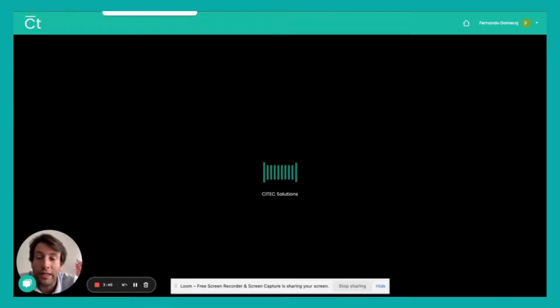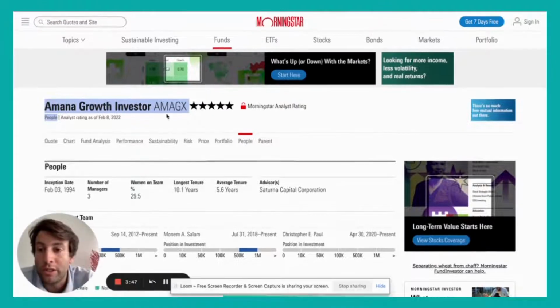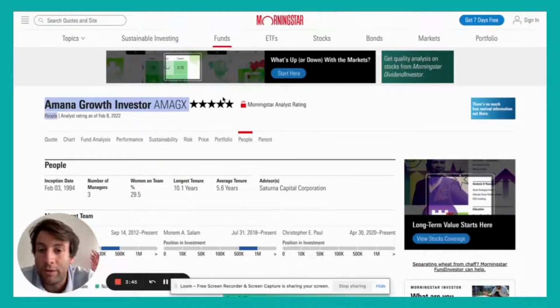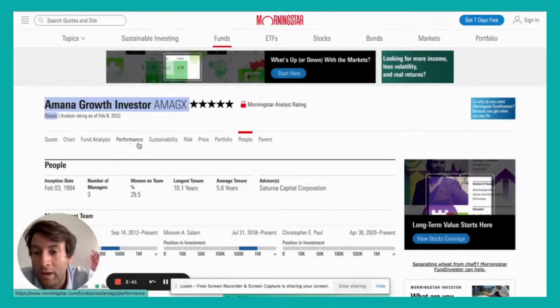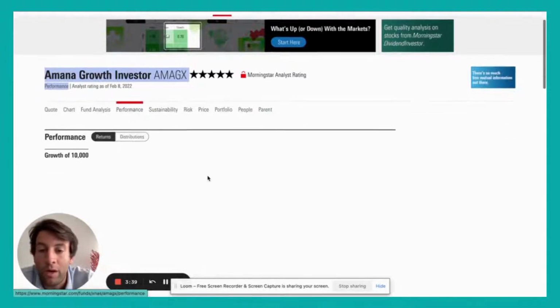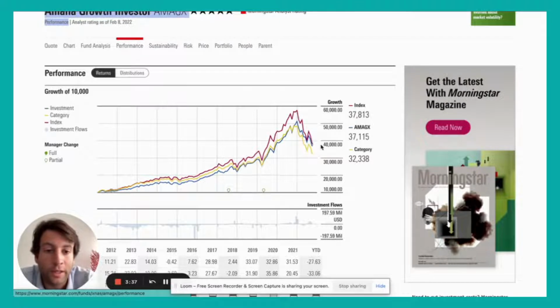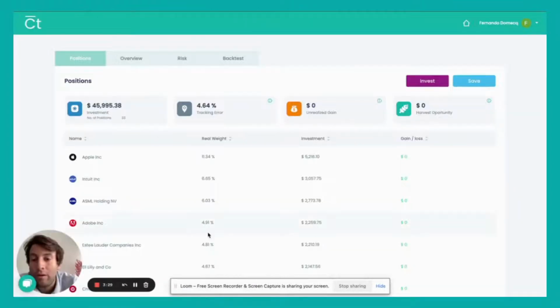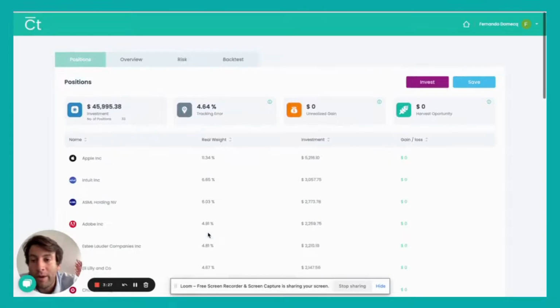This is a really interesting mutual fund. As we go to Morningstar, we can see that it's a 5-star mutual fund. So they have been performing pretty well over time. If we go and look at the historic performance, they are above the category and mainly in line with the index. So let's go back to the platform.